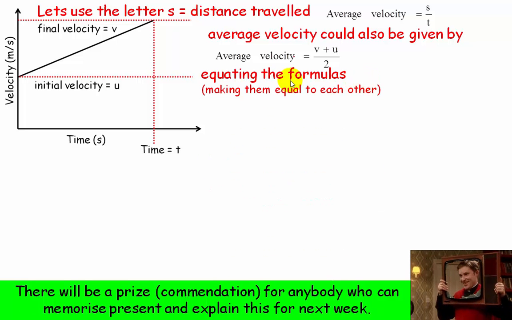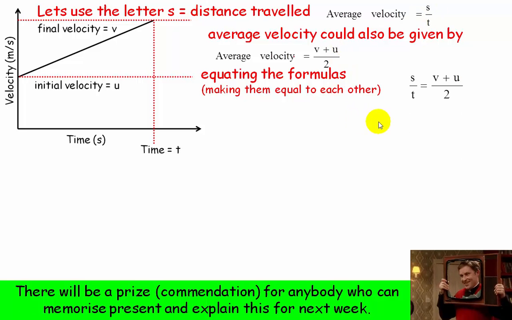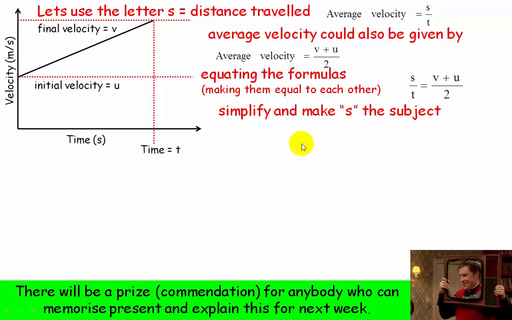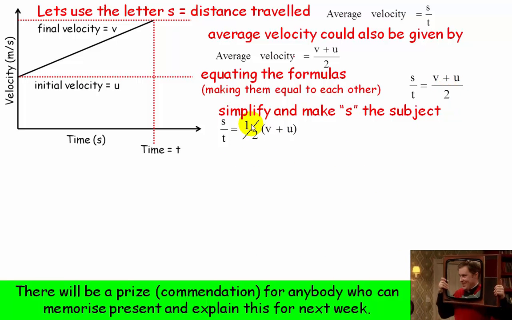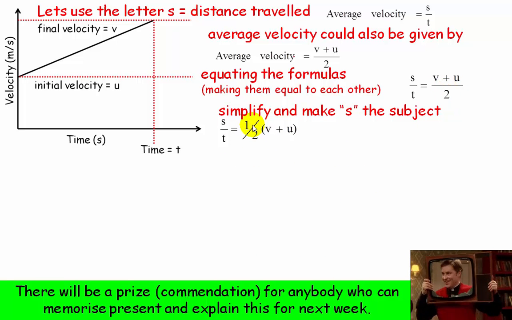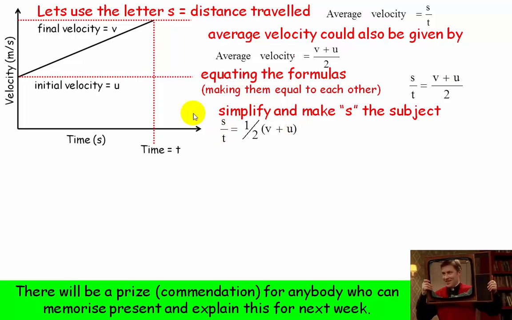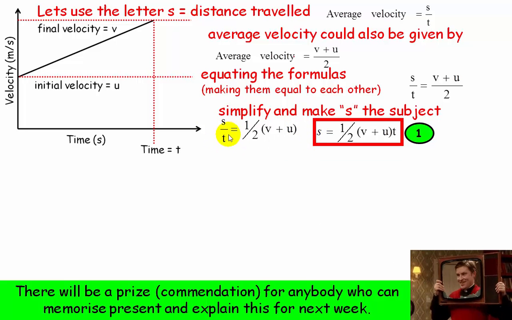The next step is we equate the formulas, which means we take this part and make them equal to each other. Then we can simplify it and make s the subject. So I've just taken the 2 from underneath and made it come out like that, so it's half multiplied by that, same thing. And now I can multiply both sides of the equals sign by t, which should basically cancel the t out on this side.